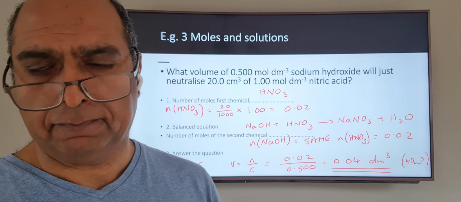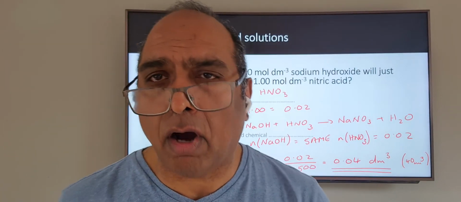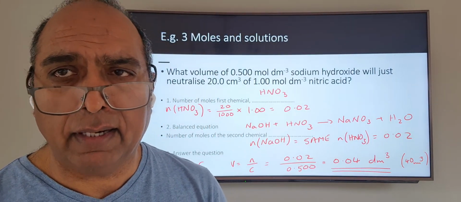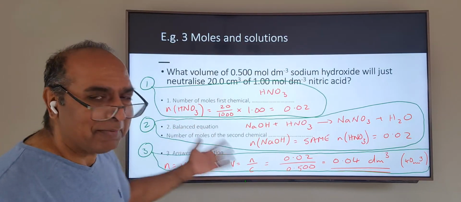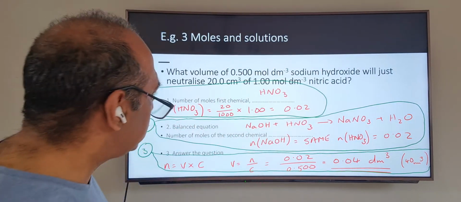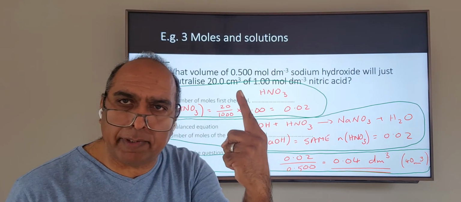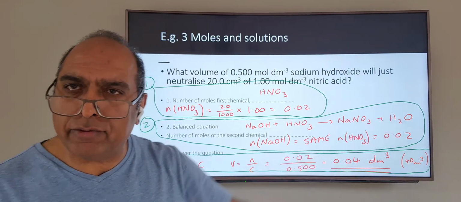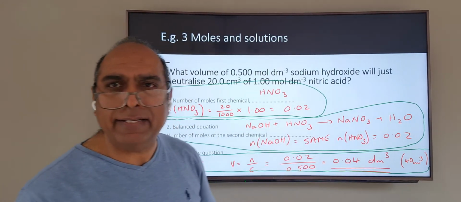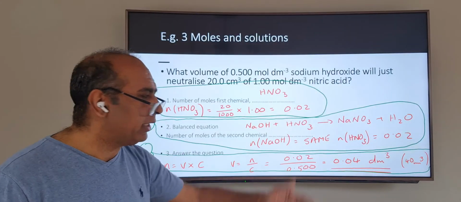Anyway, look, my last slide is probably the most important slide of all. Actually, that's not my last. Let me just go over the 3 steps. Step 1. Number of moles of nitric acid was the first chemical. Step 2, number of moles of sodium hydroxide we got by deducing it was the same as nitric acid. Step 3, we work it out as an answer.